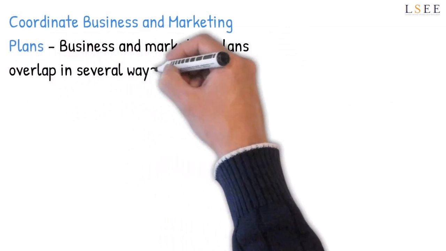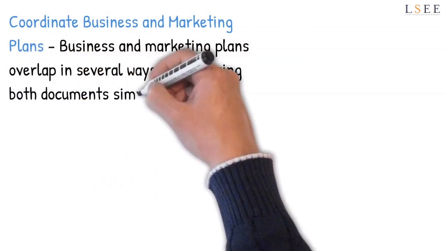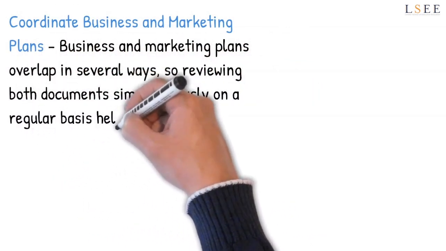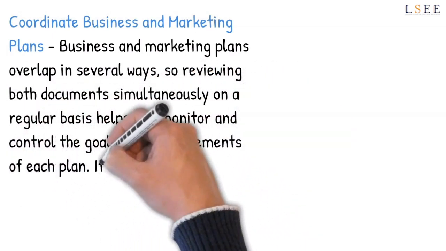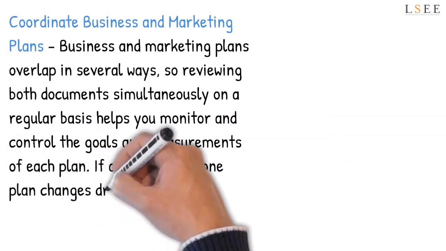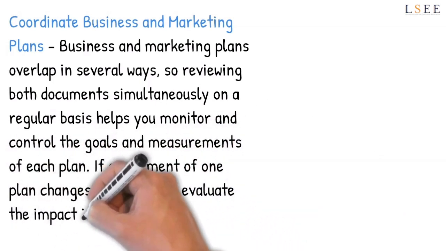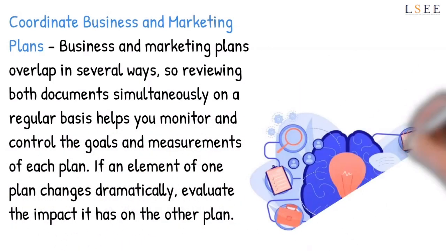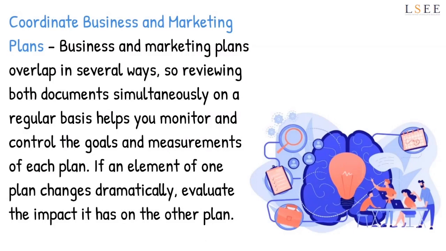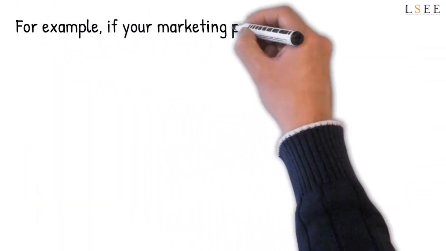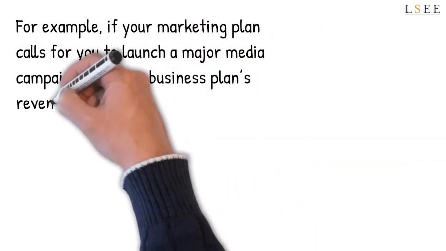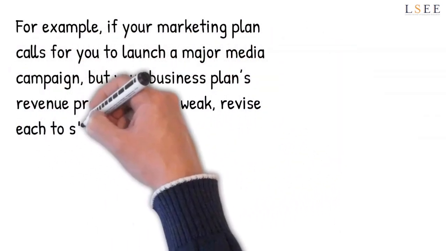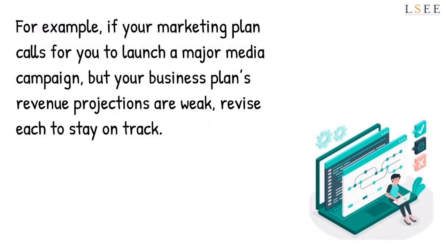Business and marketing plans overlap in several ways, so reviewing both documents simultaneously on a regular basis helps you monitor and control the goals and measurements of each plan. If an element of one plan changes dramatically, evaluate the impact it has on the other plan. For example, if your marketing plan calls for you to launch a major media campaign, but your business plan's revenue projections are weak, revise each to stay on track.